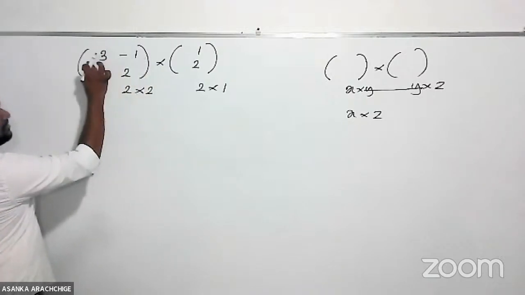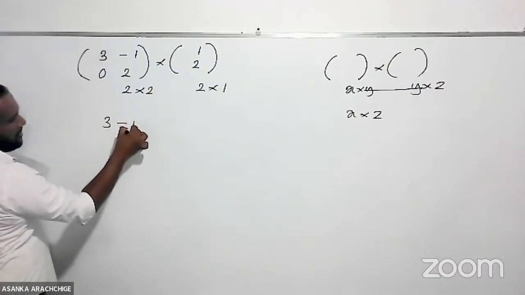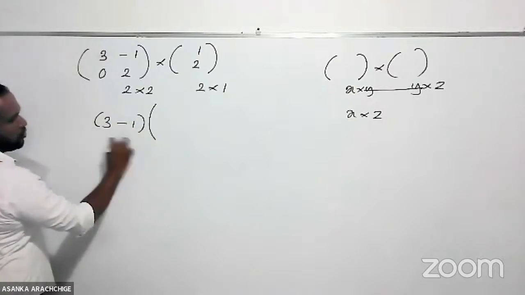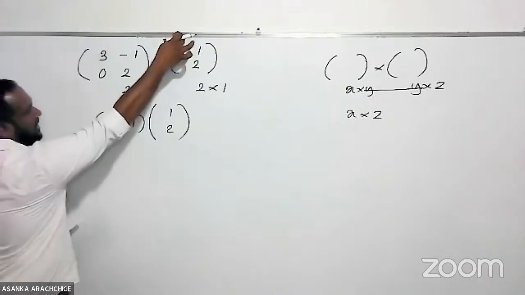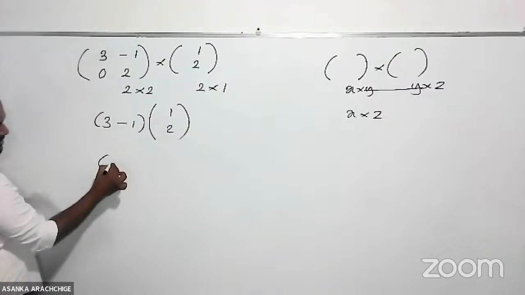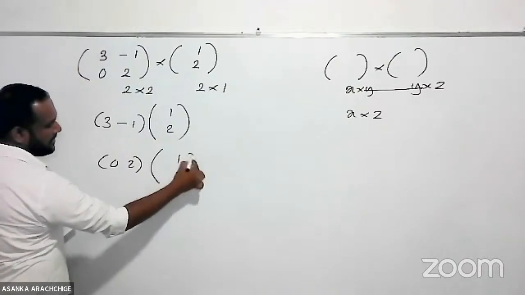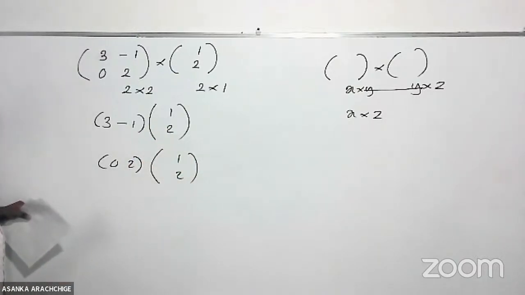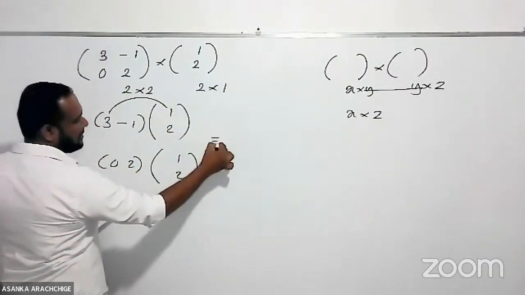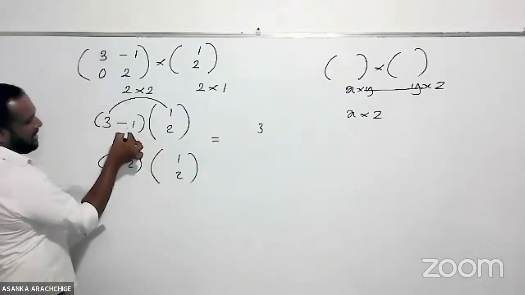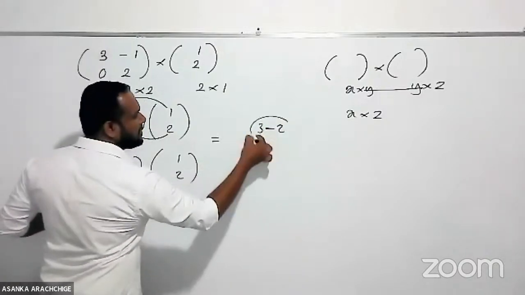This row, right? This row multiplied by this column. 3 minus 1 on the 1, 2. Right? This one and this one, then this one on 0, 2, the other one, the same wall. 3 times 1, that is 3, minus 1 times 2, minus 2. This is the first value.